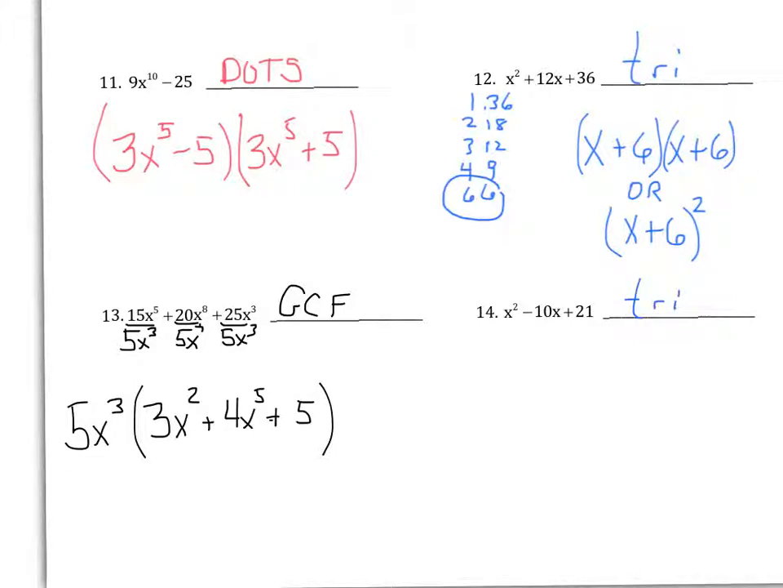Number 14 is a trinomial. So we got to list all the numbers that multiply to 21. So it's only 1 and 21 and 3 and 7. We need the numbers to add up to 10. So it's definitely going to be 3 and 7. And so x plus 3, x plus 7, but I made a mistake because it shouldn't be plus. If they add up to the middle, being negative, they're both going to be minus.